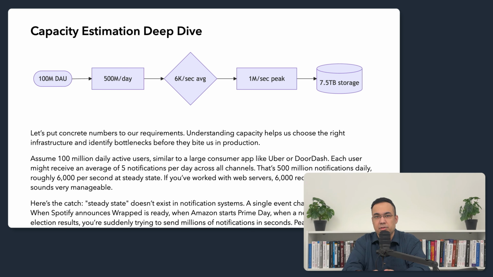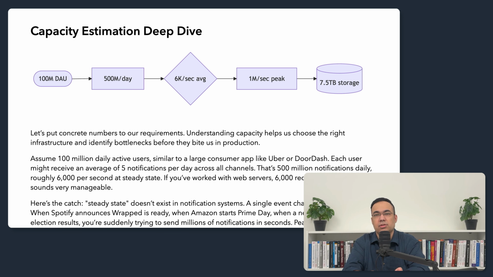If you have worked with web servers, 6,000 requests per second sounds very manageable. A single well-configured server can generally handle that load. But here's the critical point. A steady-state system doesn't exist in notification systems. A single event changes everything.